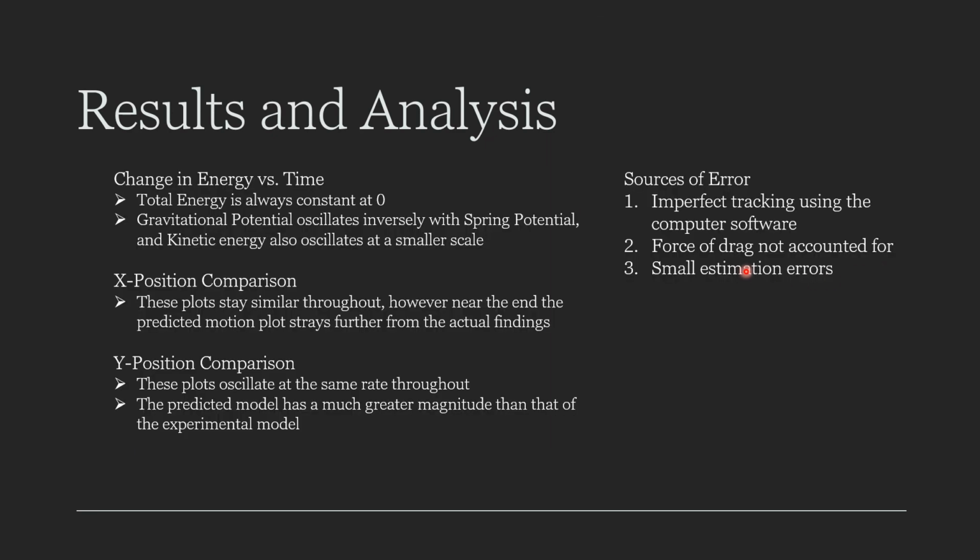Looking at the results, we can first notice that the total energy is always constant. This is because no matter what, the sum of our energies at any point will work out to be 0, even when they oscillate. The x position plot stayed similar throughout, however some of the values differed more towards the end. The y position graph had both plots oscillate at the same rate, however the predicted model had a much greater magnitude. Some possible sources of error are some misplacements in tracking, we didn't take into account drag, and some small estimation errors.